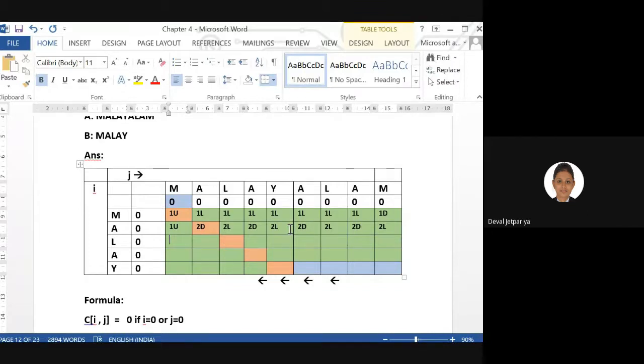Now try to obtain this entire row first on your own and reply with this entire row in the chat box. I am asking for the entire row, not one value at a time.